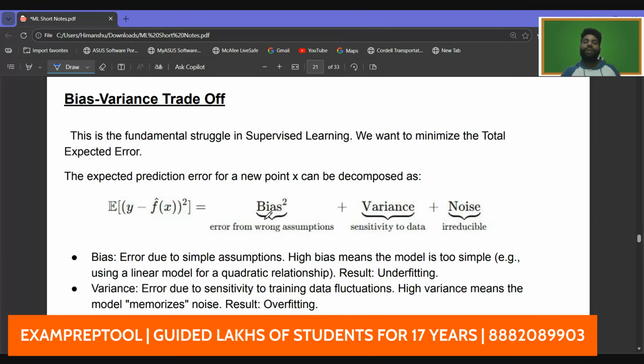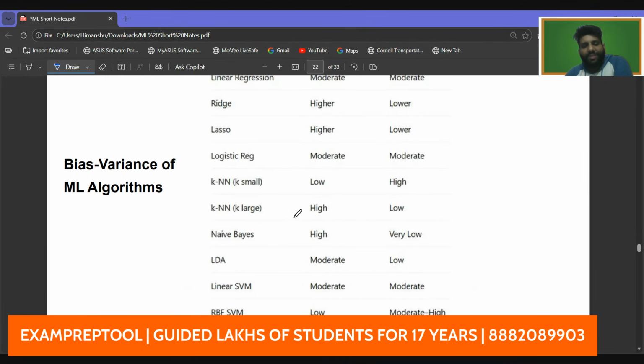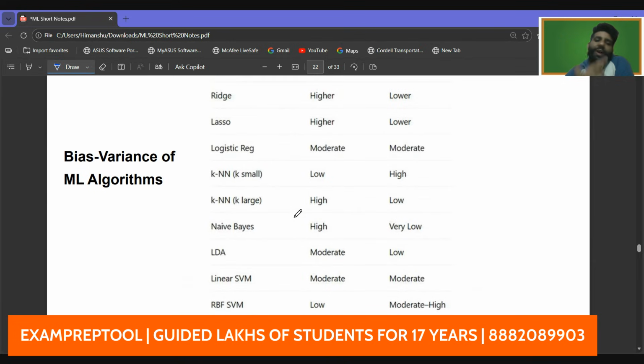What is the third component? Noise. There is always this component which we cannot really get away with: irreducible error. We cannot decrease that anyhow. Okay, so that's the three components: bias, variance, and noise. Cool. Again, bias and variance of all the ML algorithms we talked about.